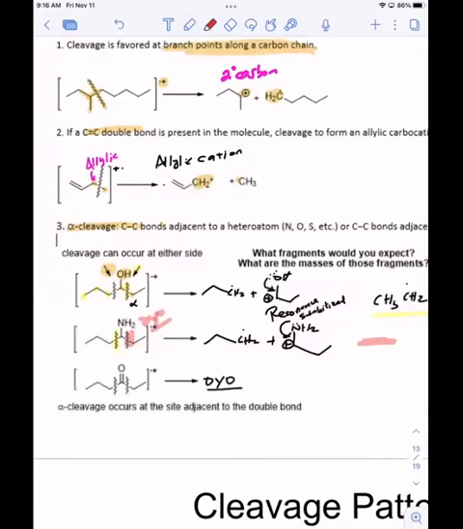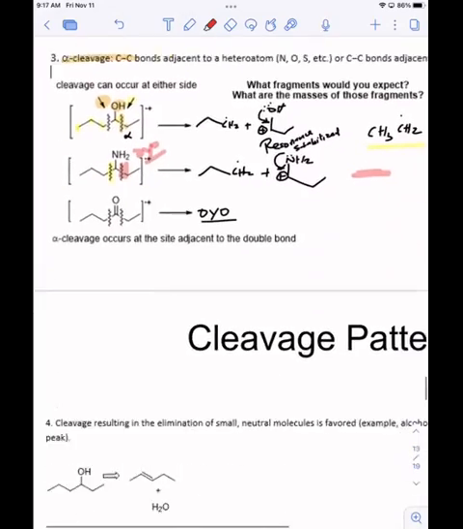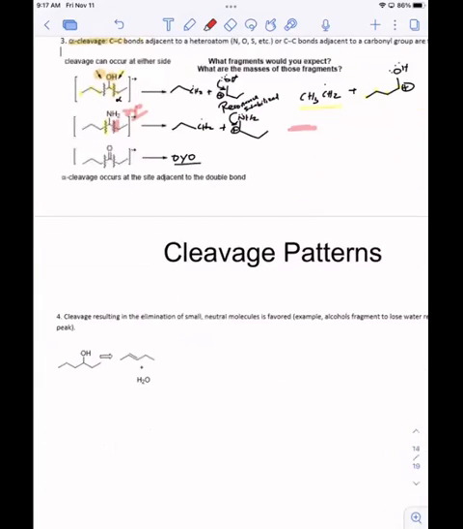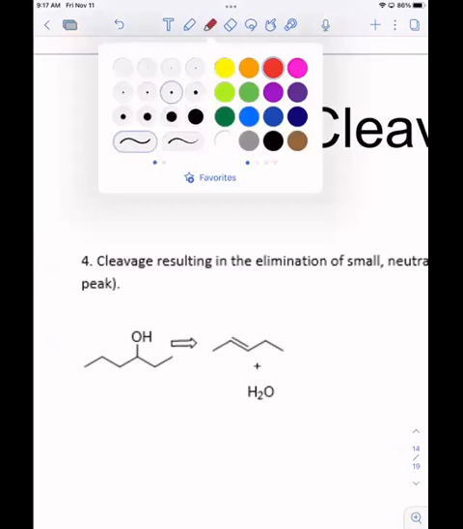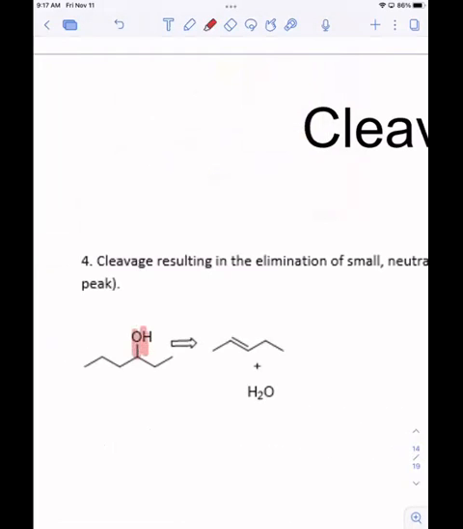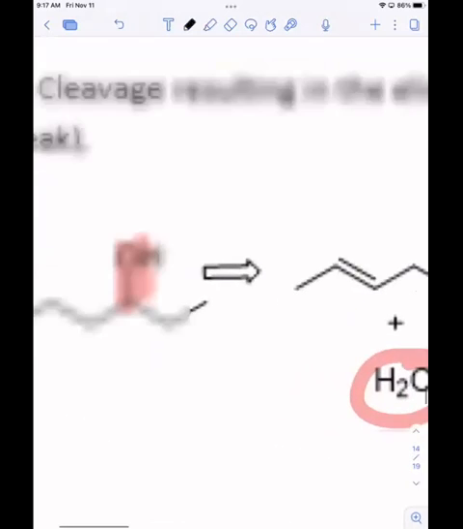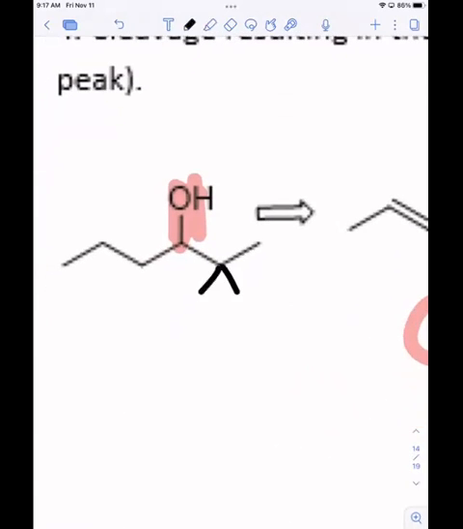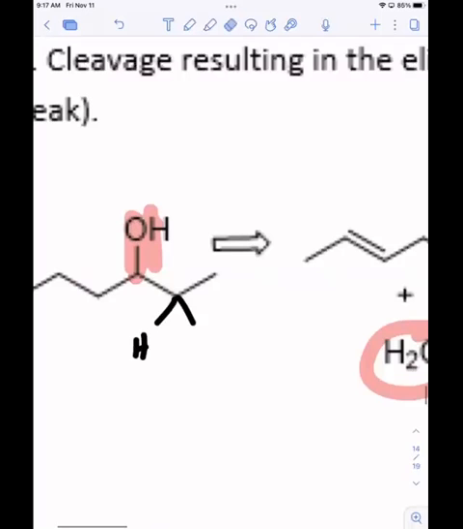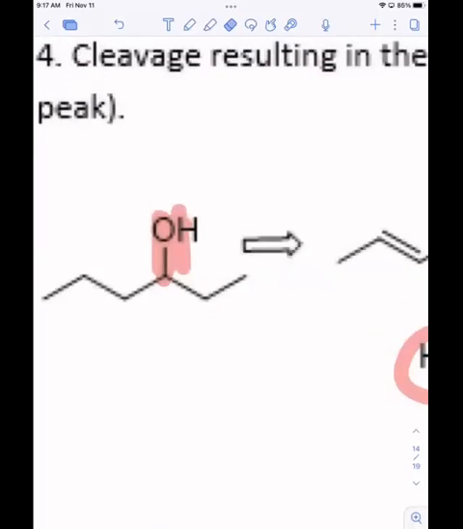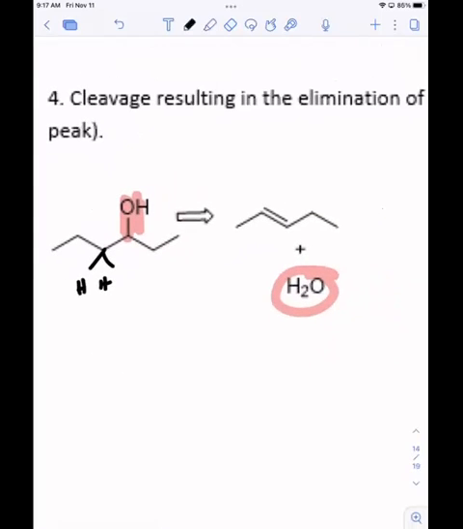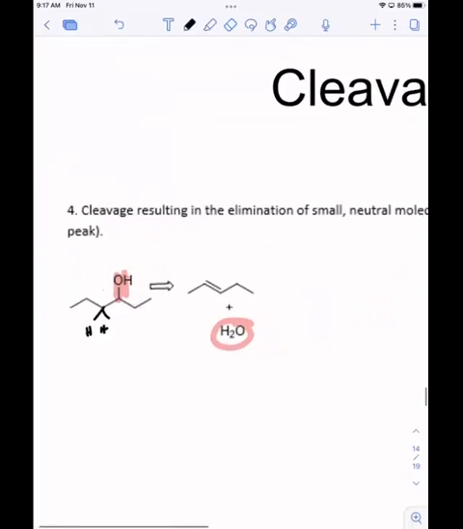Obviously you can see that the alpha cleavage happens again adjacent to your functional groups. And there's one other cleavage pattern, which is dehydration. Most of the time you see this with alcohols. So you've got an alcohol here, and with that dehydration, you lose water because it's an elimination. So one of these protons here gets removed in the process, and you end up with water and an alkene. So this is a dehydration.